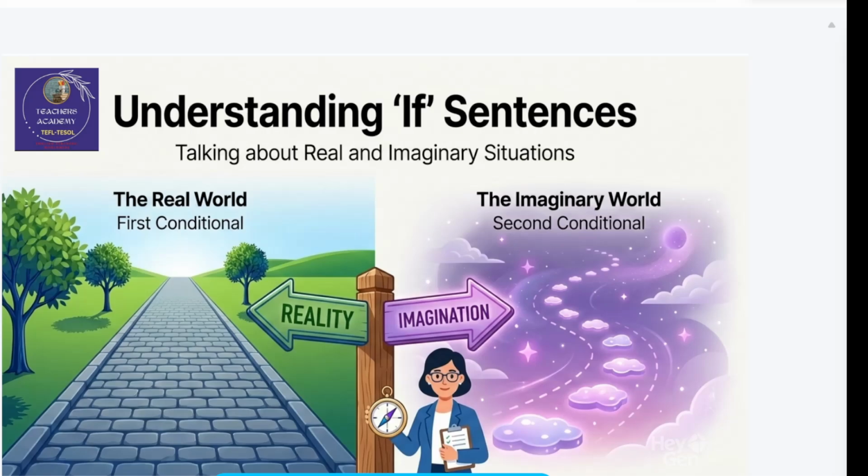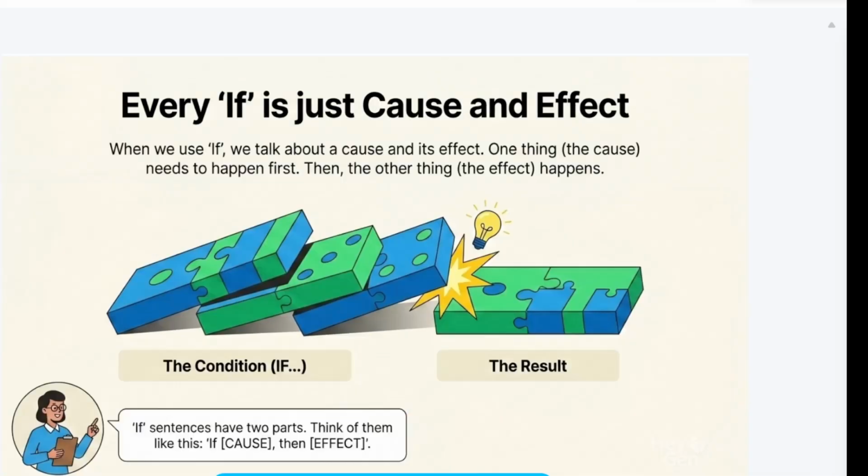Welcome to this lesson on if sentences. We use if sentences to talk about situations and their results. In this lesson, we will look at two main types. The first conditional is used for the real world. It describes real and possible future situations. The second conditional is used for the imaginary world. It describes situations that are unreal or imaginary.